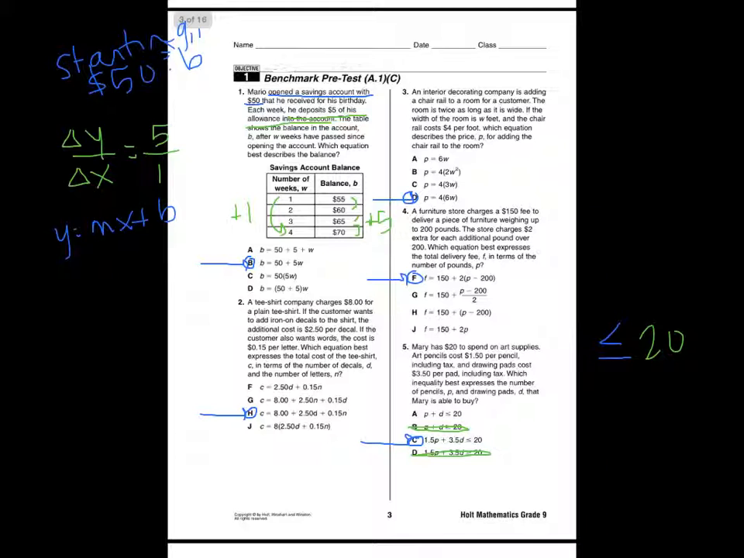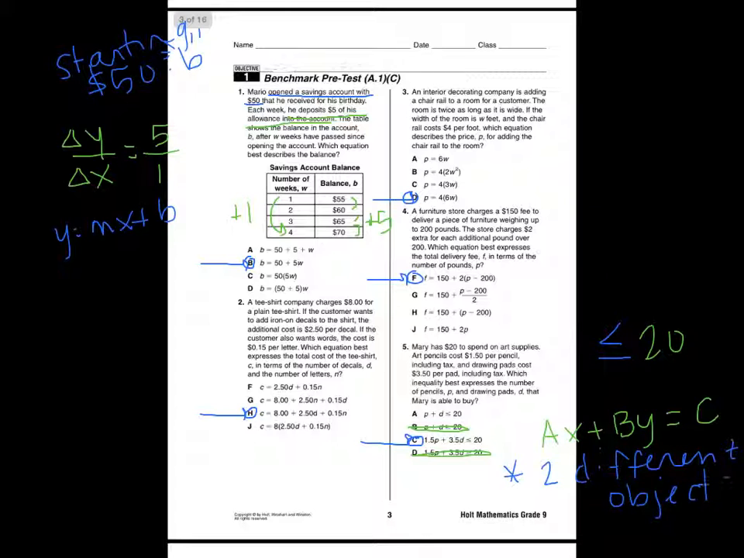Now that is also linear. It's a linear inequality, but it is linear, and we're utilizing the formula Ax plus By, and in this case we're using an inequality, but equals C. Remember, when you're using standard form, you know that you're comparing 2 different objects, and we wrote that in our interactive notebook. So if you want to go back and review the 3 different forms of linear equations, that would be a great idea.